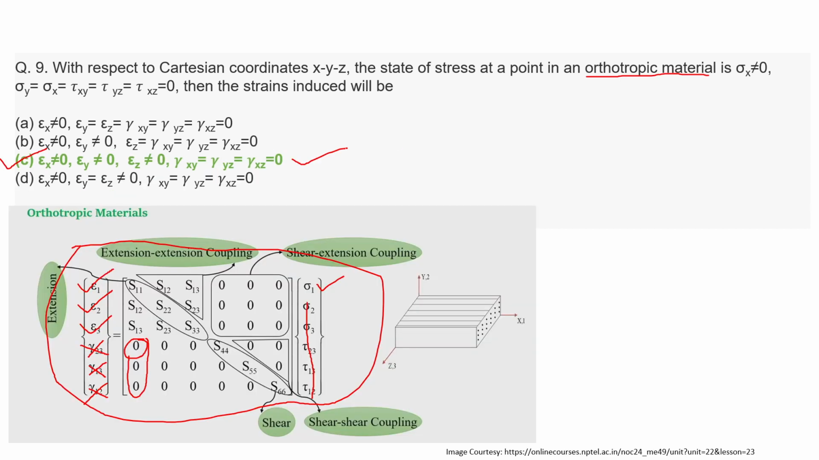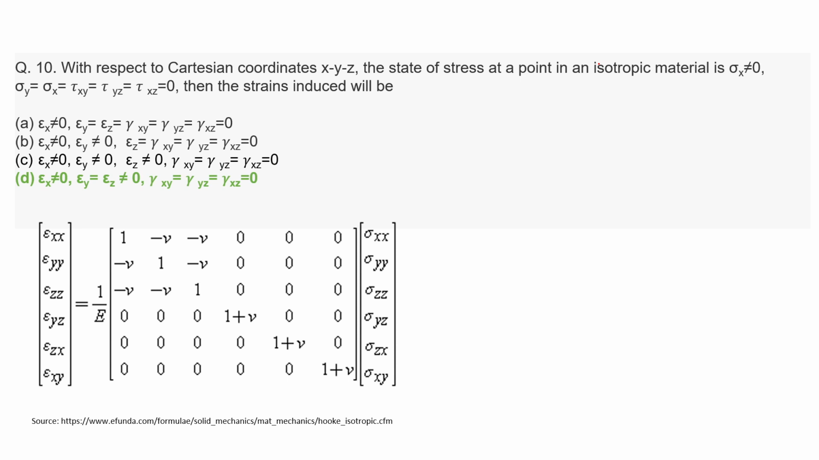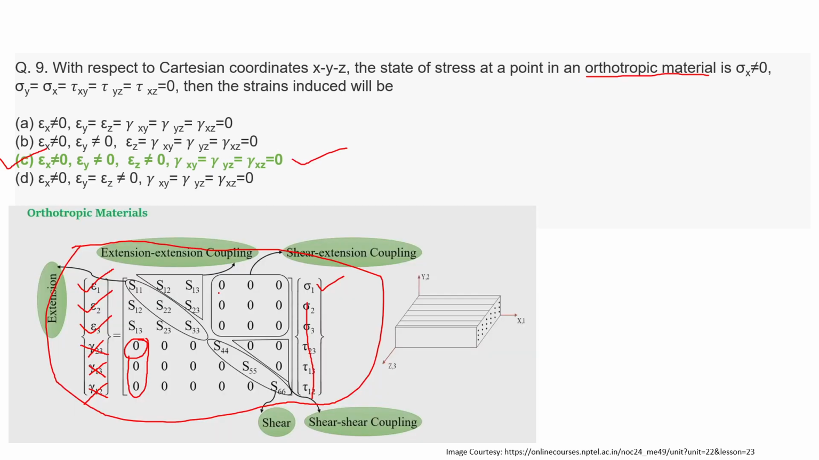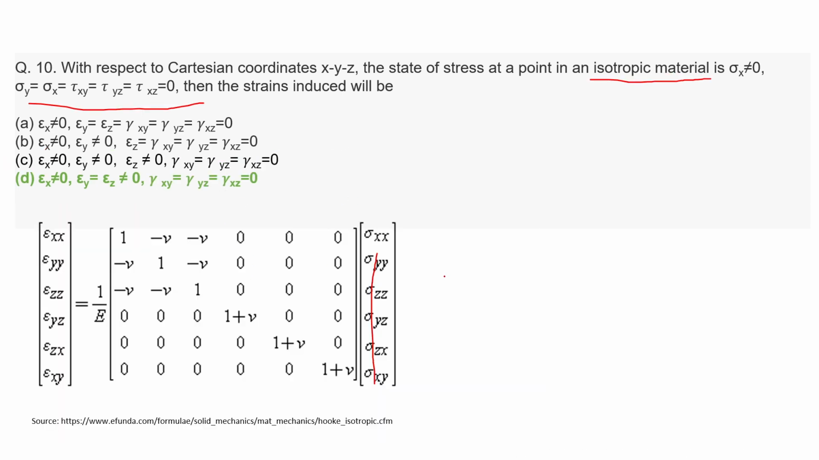Similarly, like the last question, where we used an orthotropic material, here they are talking about an isotropic material, with the same condition that the stress in x direction is non-zero and all the other stresses are equal to 0. So we will cross all the stresses. This is the compliance matrix for an isotropic material, but the coefficients I have written in terms of the engineering constants.